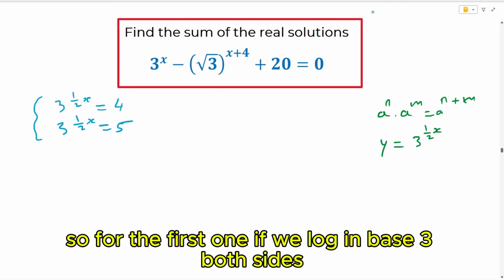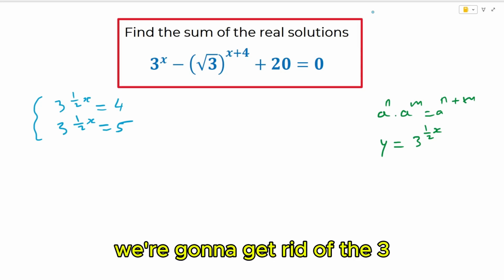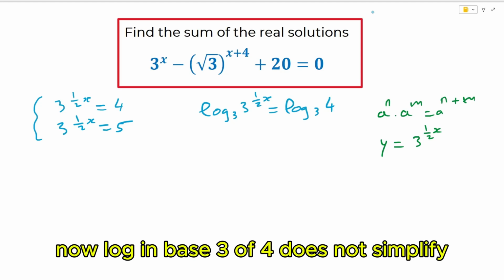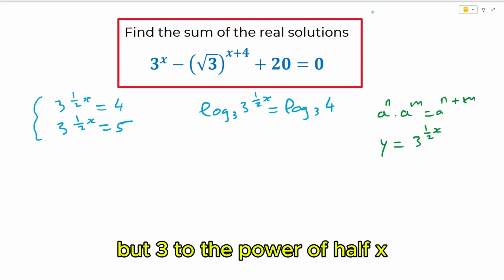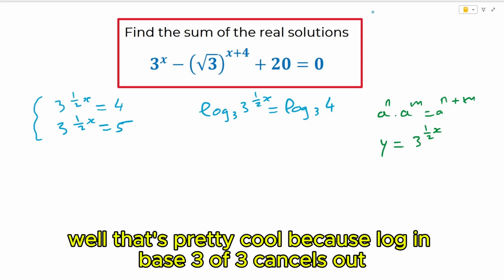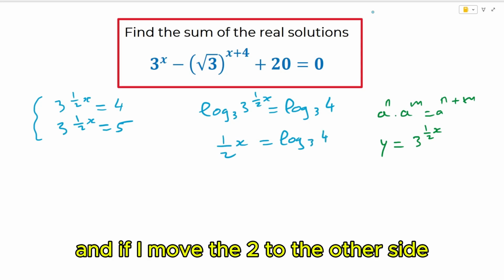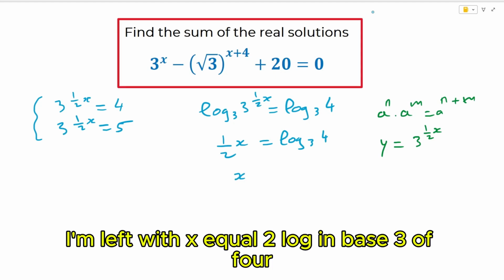Okay, so for the first one, if we log in base 3 both sides, we're going to get rid of the 3. So log in base 3 of 3 to the power half x equals log in base 3 of 4. Now, log in base 3 of 4 does not simplify. But 3 to the power half x, well, that's pretty cool because log in base 3 of 3 cancels out. We're left with a half x equal log in base 3 of 4. And if I move the 2 to the other side, I'm left with x equal 2 log in base 3 of 4.